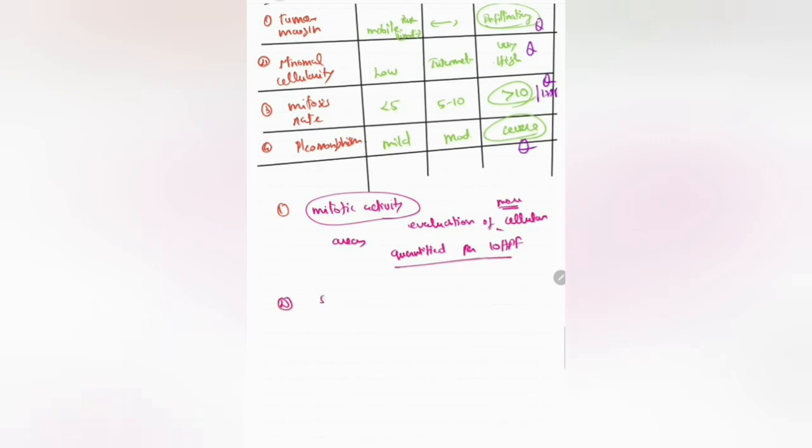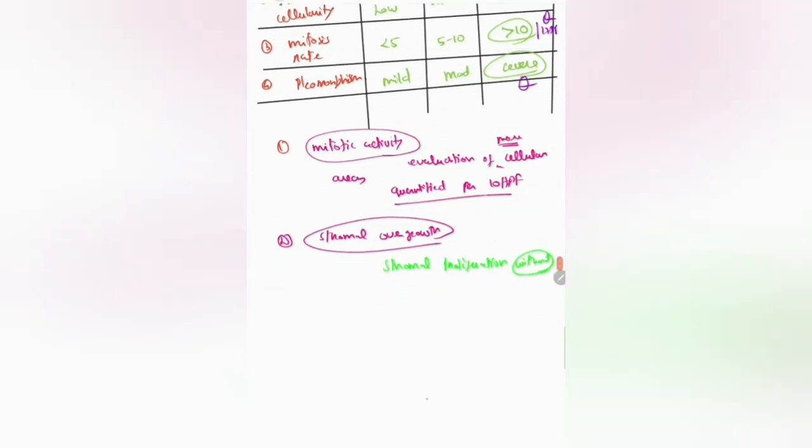Second thing, what do you mean by stromal overgrowth? There should be stromal proliferation but without accompanying epithelial elements in at least one low power field.